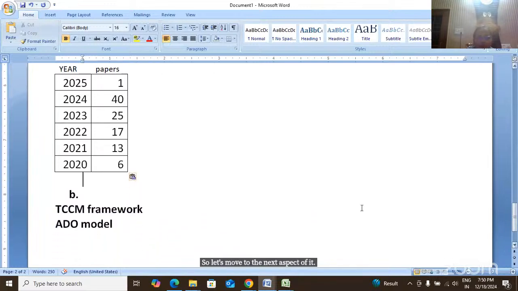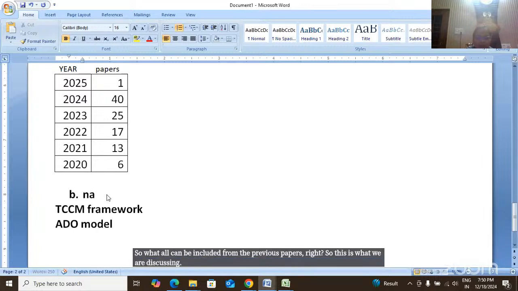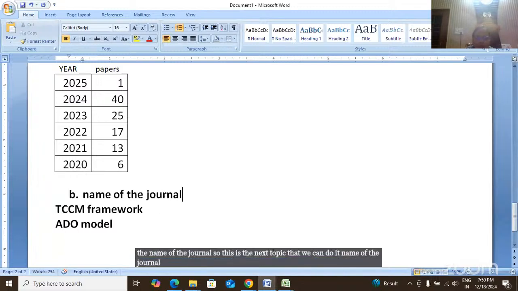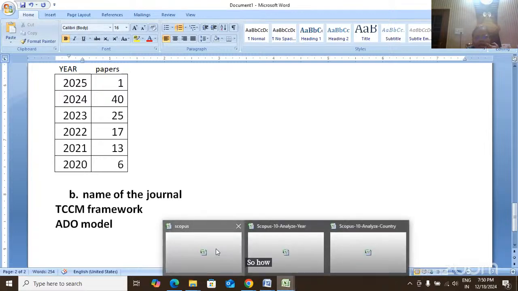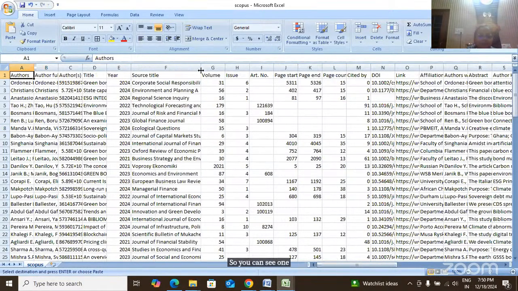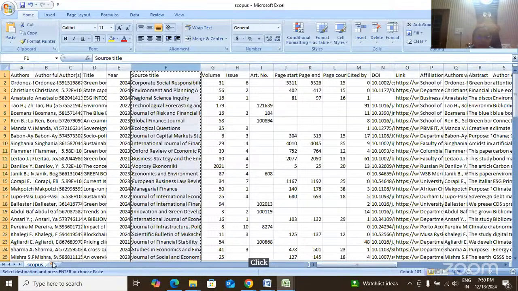So what all can be included from the previous papers, right? This is what we are discussing. The next topic is the name of the journal. So how do we get that? Go to the Scopus database. You can see one column over here, and that is the source title. Select this whole column, click on it, and take it to a new worksheet.